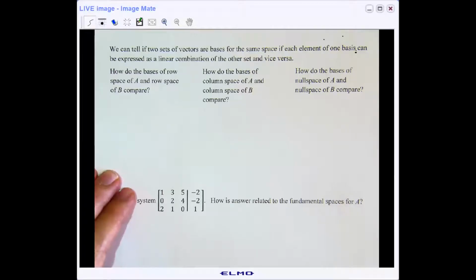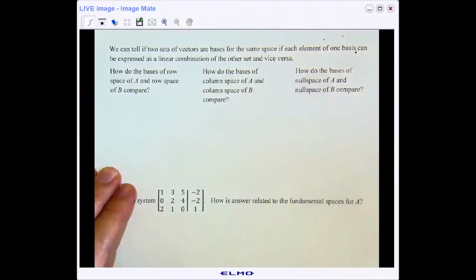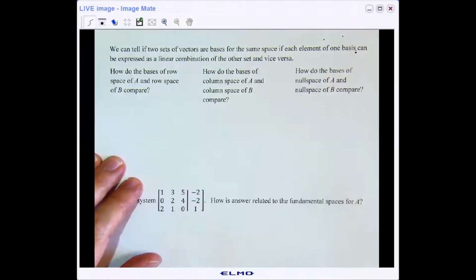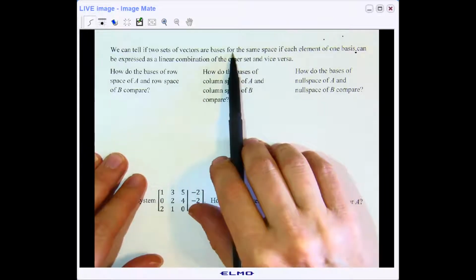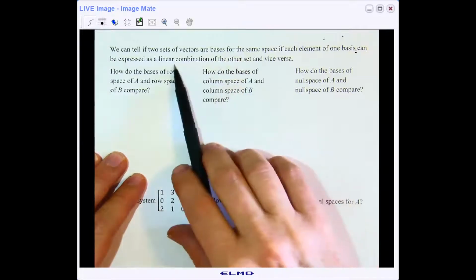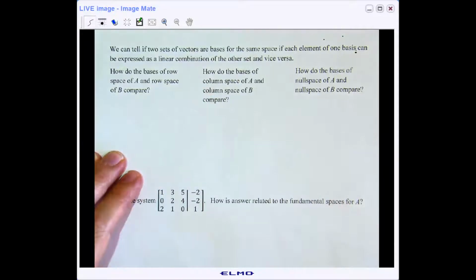So the image, or the computer, made us think that the bases for the row space of A and the row space of B are the same. How can we tell if two different sets of vectors are two different bases for the same space? Well, we check to see if each element in one basis can be expressed as a linear combination of the other set and vice versa. So let's see how this works with our vectors from the row space of A and the row space of B.